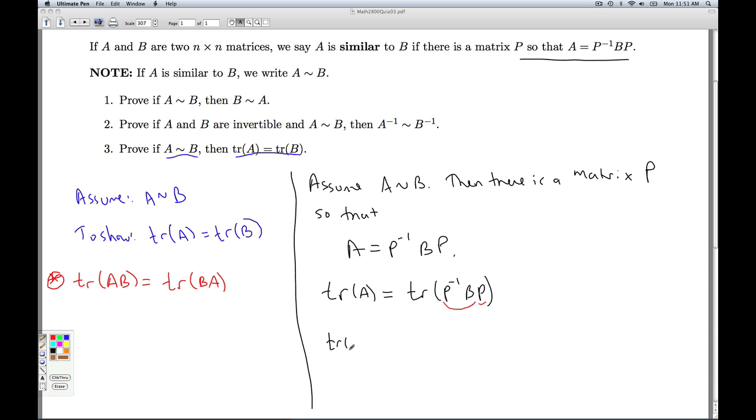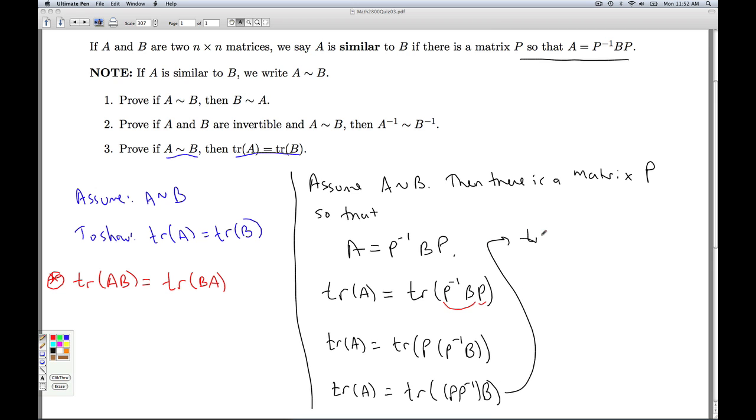So I get the trace of A then is the trace of P times P inverse B. So I'm reversing the order of these two factors. Now I use my associative property, and that's P inverse B. Well, that's the identity. And the identity of B is just B. So I get that the trace of A is equal to the trace of B as required.